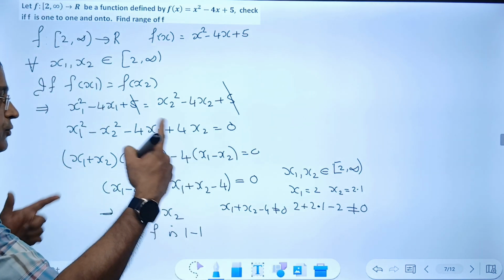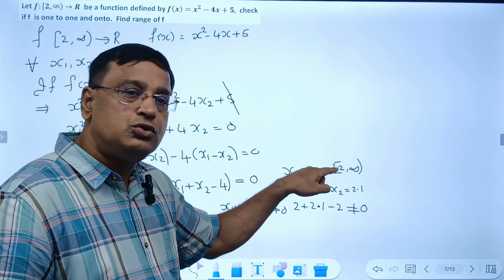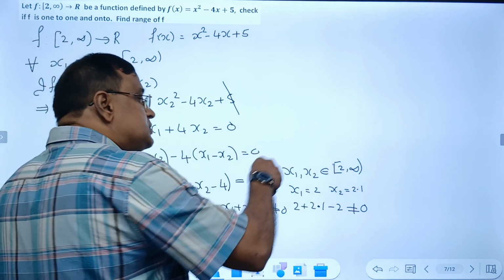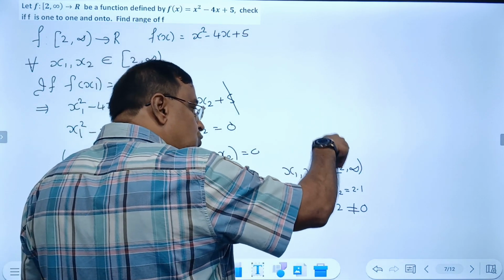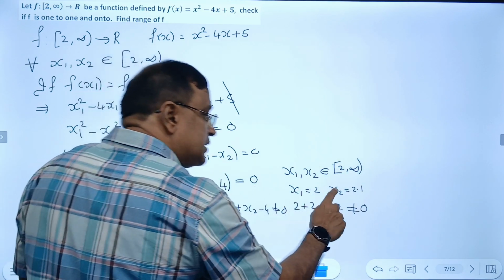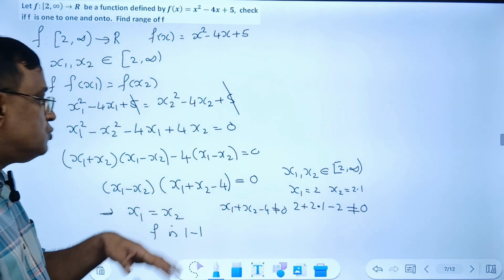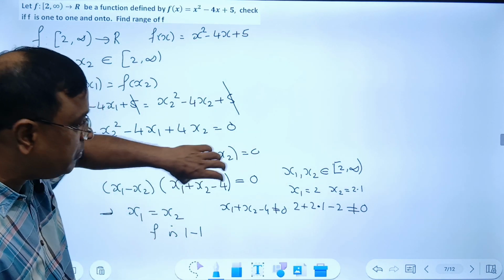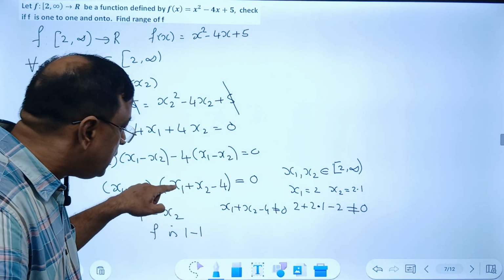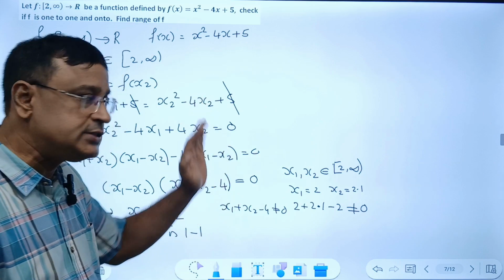Here it is slightly confusing. Watch this carefully. Again I'll repeat. x1 and x2 belong to 2 comma infinity. The numbers are from 2 to infinity. So if I choose a number 2 and the next number, even a small number like 2.1, x1 plus x2 will definitely be greater than 4. So a number greater than 4 minus 4 will never be 0. So this is not possible. You cannot have x1 plus x2 minus 4 equal to 0. Okay, that's what I was trying to say.